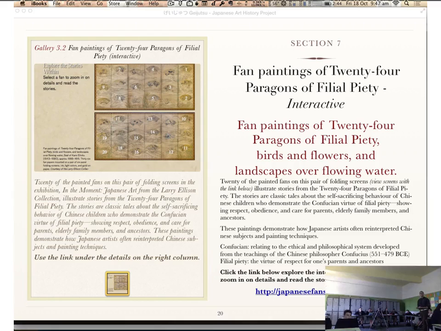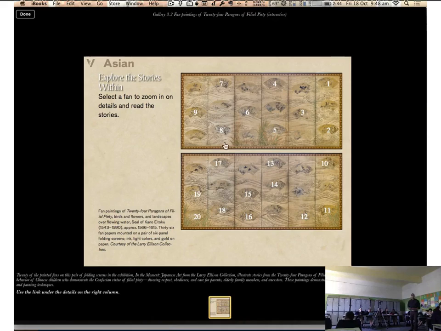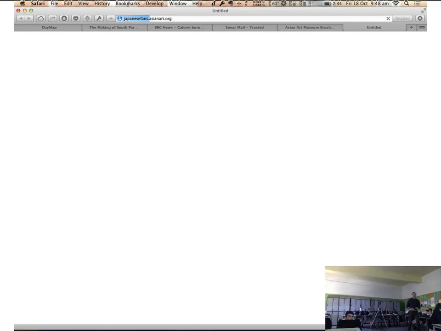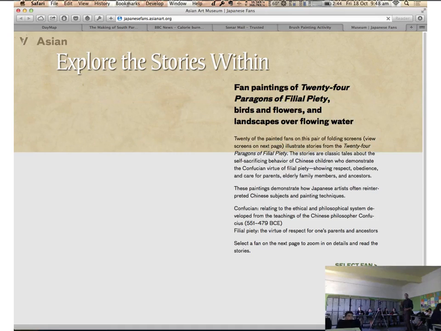When I'm in this section here, I've got these here. Now, this is another interactive one which you can do on your iPad, which shows you a whole bunch of fans. And what are these fans about? Have a look in there. If you go into this section here, you'll be able to look at each of these fans, see the image on it, and then actually see what the story is about.